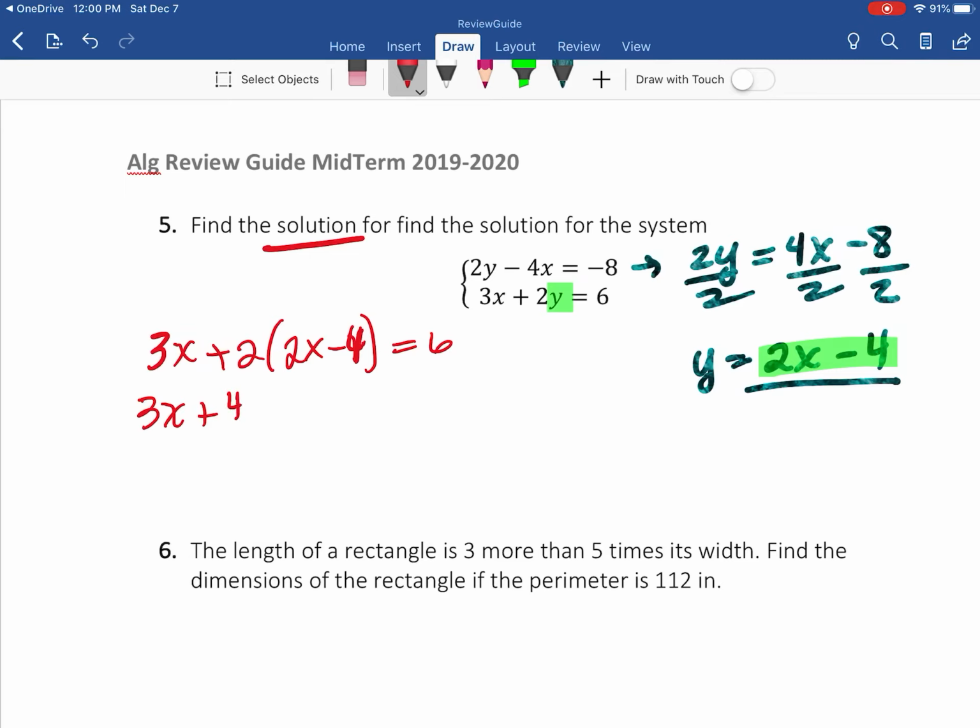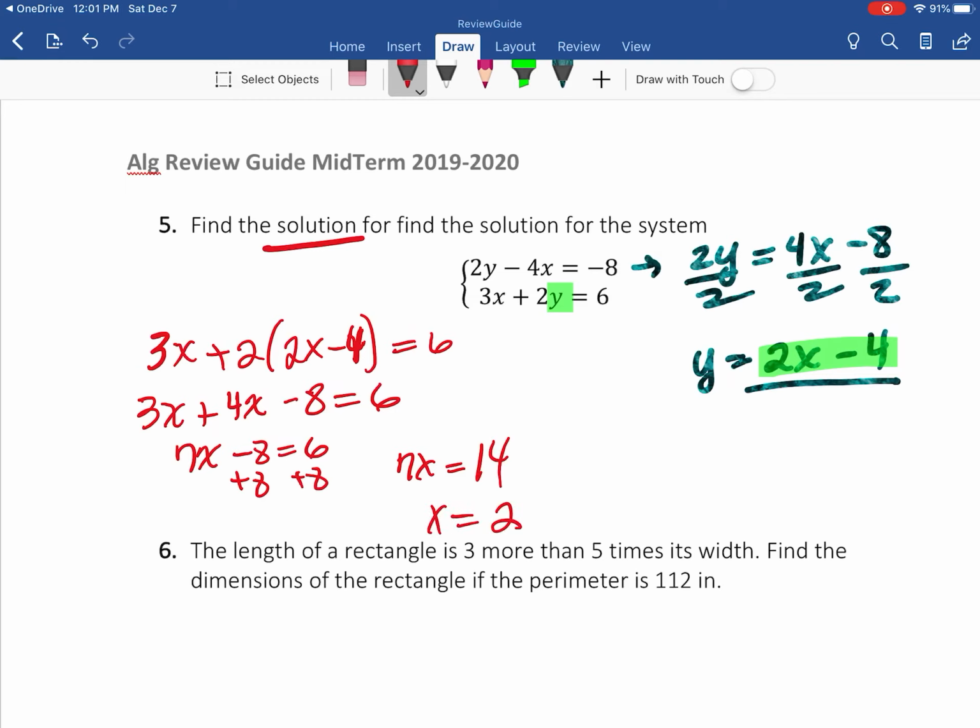Yes. All right, this becomes 4x minus 8, and that's going to be equal to 6. Combine like terms. 4 plus 3x becomes 7x minus 8 is equal to 6. All right, I'm going to add 8 to both sides. That's going to give me 7x is equal to 6 plus 8 gives me 14. So then that's going to give me x is equal to 2.